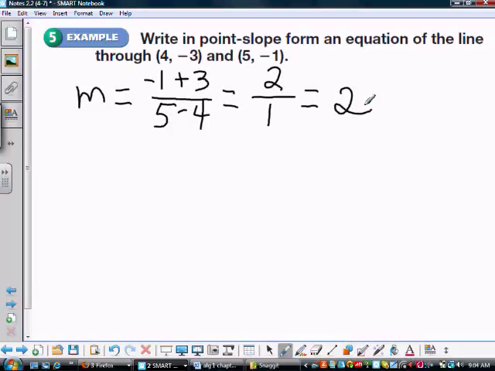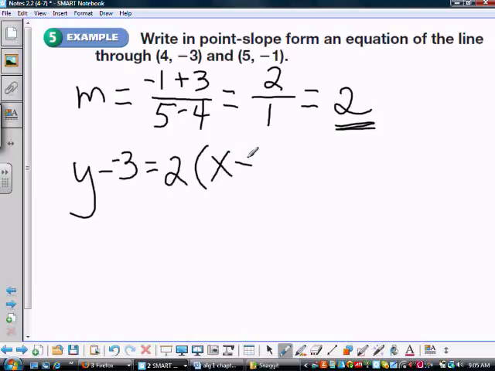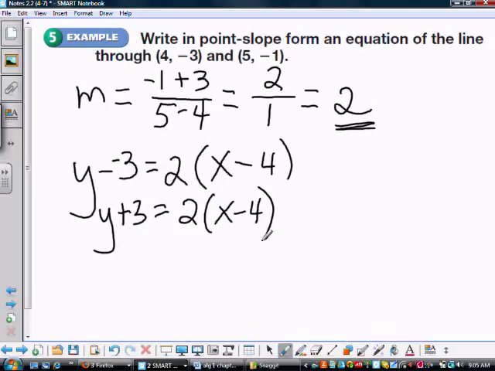Okay. Now if I'm going to write point slope form, I need the slope and I need a point, and I don't care which one. So my equation could be y, I can use my first point, negative 3. It could be y minus negative 3 equals m, 2, times x minus x1, 4. We don't usually write minus a negative number. We change that to y plus 3 equals 2 parentheses x minus 4.